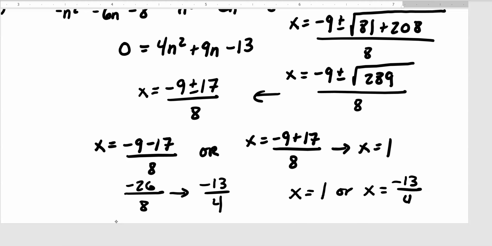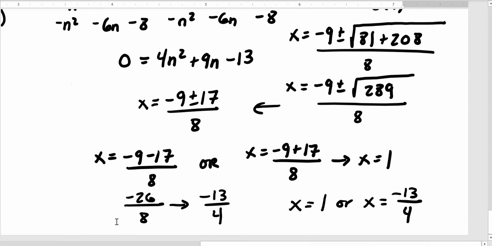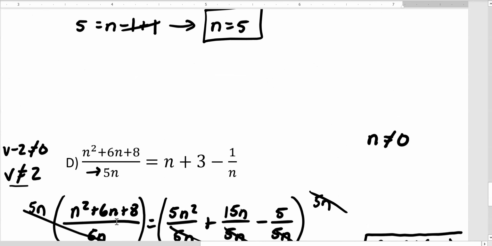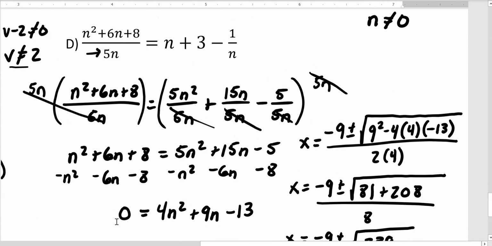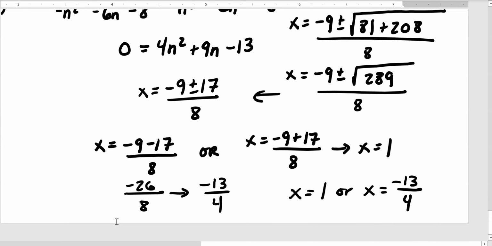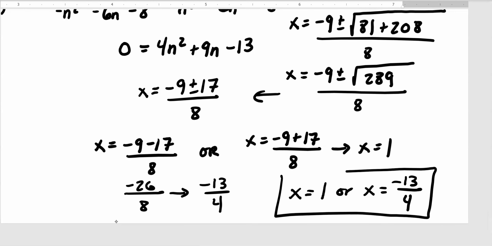Now remember, important, check our excluded values. What was our excluded value for this one? Just that n cannot equal 0. Therefore, 1 and negative 13 over 4 check out just fine. And there we have it.